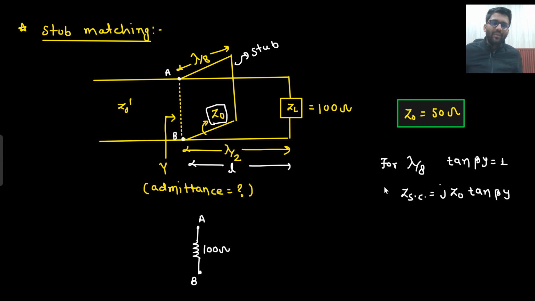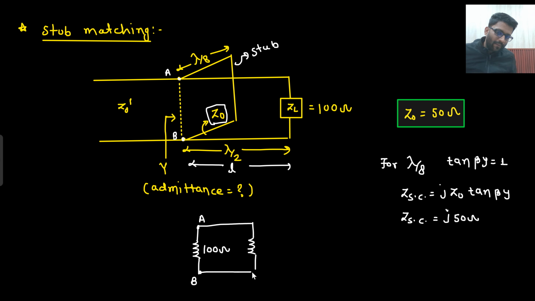And since the length is lambda by 8, my tan beta y will be 1. So what am I getting? Z short circuited is J Z0. Z0 is 50 ohm. So at AB, one I see J 50 ohm and another one I see is 100 ohm. Okay, so from here, I need you to find the admittance they are asking.